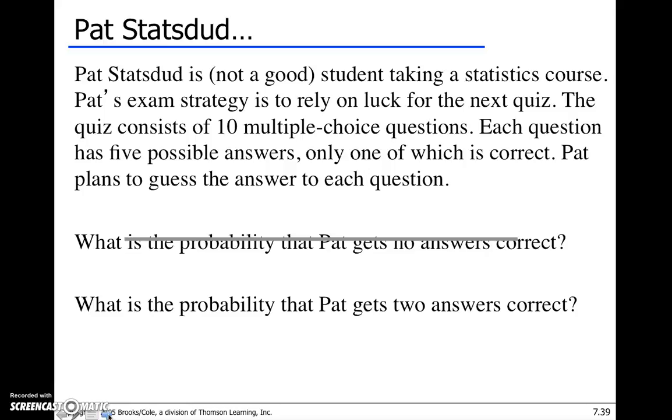Pat is not a good student. Taking a statistics course, Pat's exam strategy is to rely on luck for the next quiz. The quiz consists of 10 multiple choice questions. Each question has 5 possible answers, only one of which is correct. And Pat plans to guess the answer to each question. What is the probability that Pat gets no answers correct? What is the probability that Pat gets 2 answers correct?